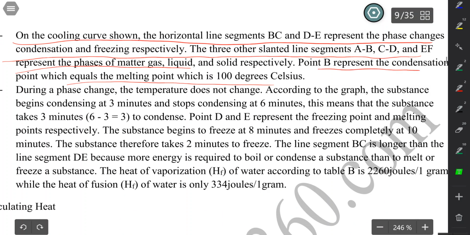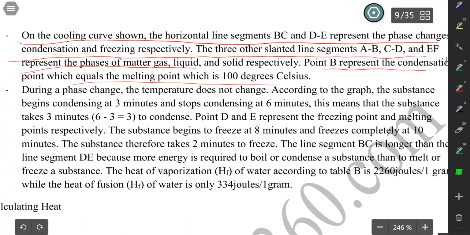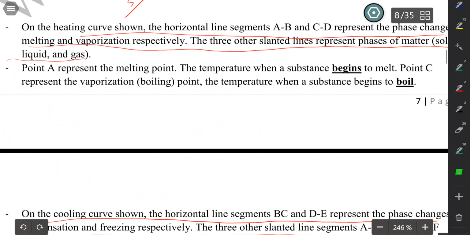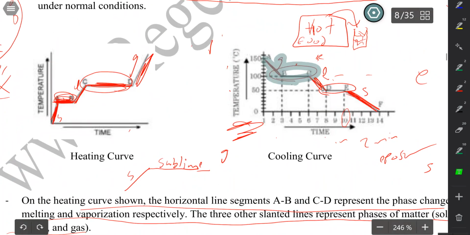Point B represents the constant condensation point, which equals the melting point, which is point B. Let's go back here. Point B represents the condensation point, which equals the evaporation point. So condensation is at point B, evaporation is at point C. This is where you begin to condense. This is where you begin to evaporate, going backwards. Evaporation happens in that direction. Condensation happens in this direction.